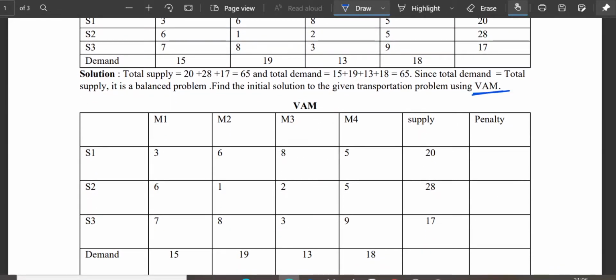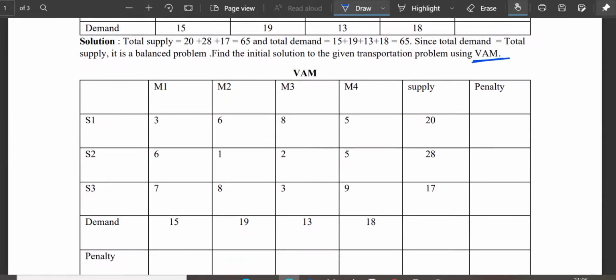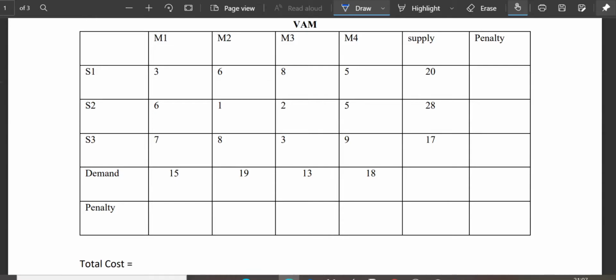If nothing is specified, you always apply VAM so that we can give the answer very quickly at the first or second iteration. Generally, we get the answer in the first or second iteration if we apply VAM to find out the initial solution. Okay, so come here. This is my VAM. I have noted down the question. I make the column of penalties. You all know that we have to calculate penalty by taking the difference between minimum and next minimum in each row and each column. So come to this first row of S1. Here the minimum is 3, next minimum is 5. Take the difference. This is 2. So the penalty is 2 here.